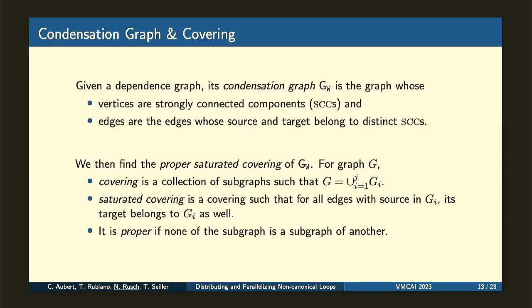The condensation graph is a simplification of the dependence graph where we do strongly connected components. And then to compute the covering, so covering is a collection of subgraphs. There could be multiple ways to do a covering of a graph, so we need to restrict that a little bit, say particularly what kind of covering we're looking for. So we're looking for a saturated covering, to say that we're considering specific edges, and then we say it needs to be proper, so we're restricting how you pick the subgraphs. Overall, it needs to be a proper saturated covering of the condensation graph.